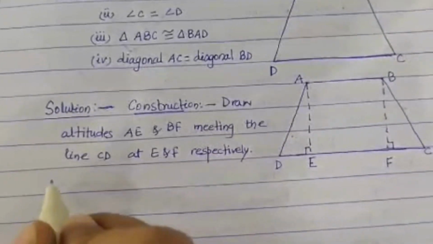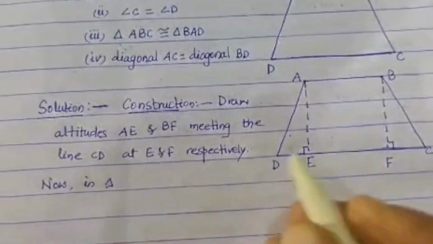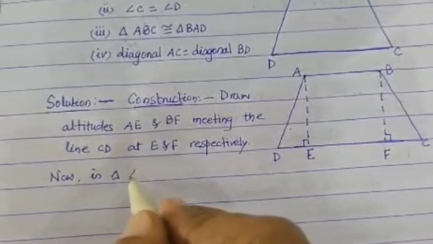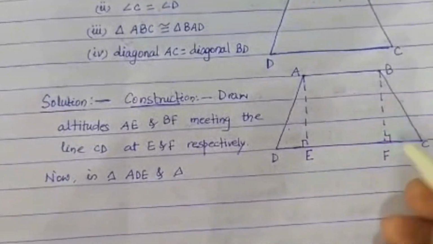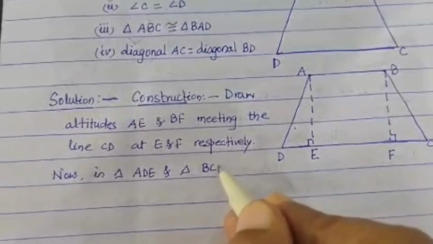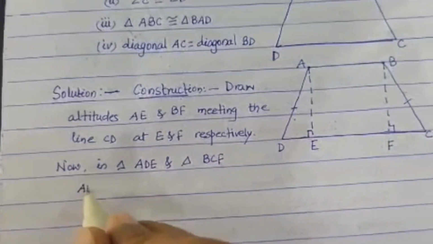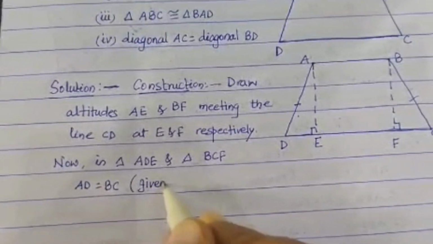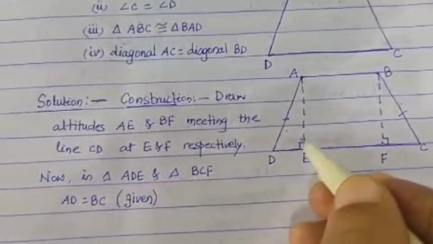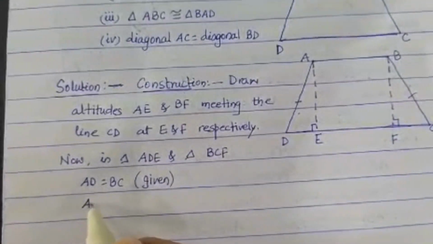Now in triangle ADE and triangle BCF, we have AD equal to BC. First of all, AD equal to BC, this is given. Okay. Then this length AE will be equal to BF.